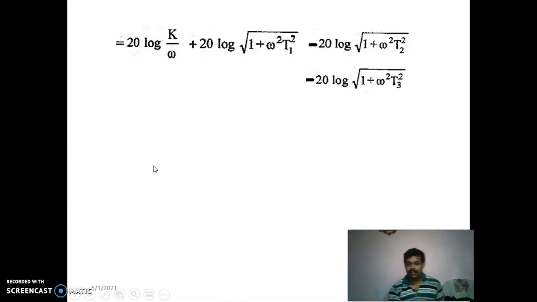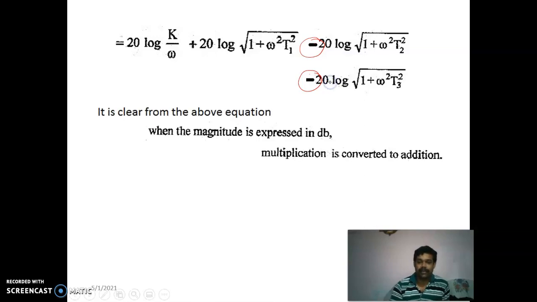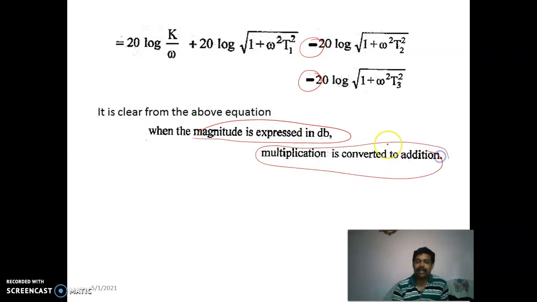So this minus is coming in that way. This 1 by is gone, and you are getting log of root of 1 plus omega square t2 square, and here also minus 20 log of root of 1 plus omega square t3 square. It is clear from the above equation that when magnitude is expressed in dB, multiplication is converted into addition. So we initially had a multiplication that we have converted into addition.